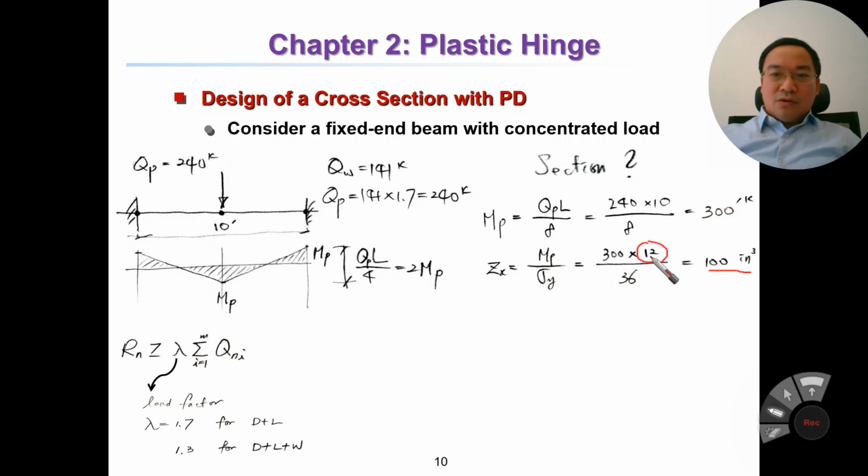What is 12? 12 means the transforming factor, because it is feet and we should use inch. Then it is the transform factor. Then finally we have Z, the requirement, equal to 100. And this is the requirement for this section.